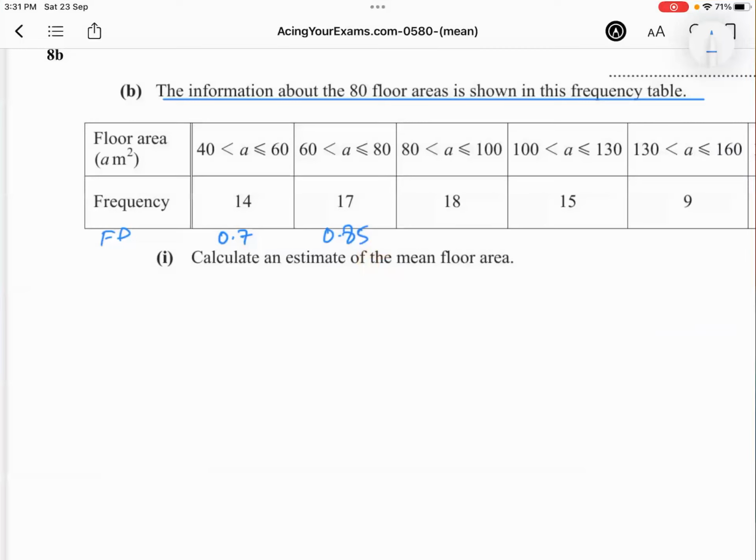According to the first column, we can see that we have everything. We have floor area, we have frequency, we have FD. Let's check. 0.7. Frequency is 14. The class interval is 60 minus 40, which is 20. That is K. So 20 multiplied by 0.7 is 14. 14 is equal to 14K. So 14 divided by 14, so K is equal to 1. So now you can ignore the value of K in the formula. So now you can see that you have frequency, you have the class interval. So 18 divided by 20 is what? 18 divided by 20 is 0.9.